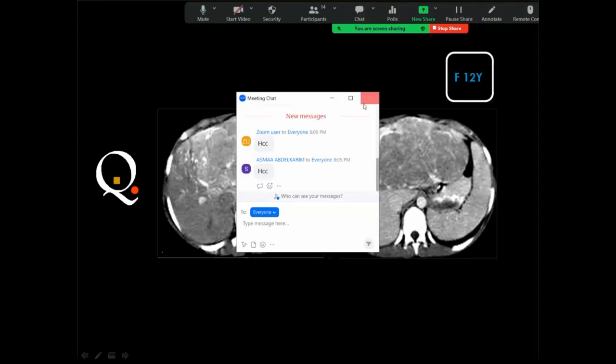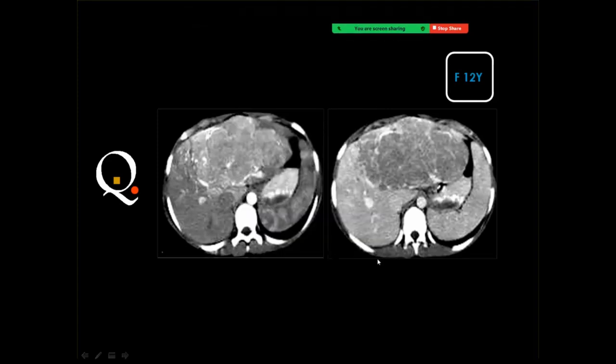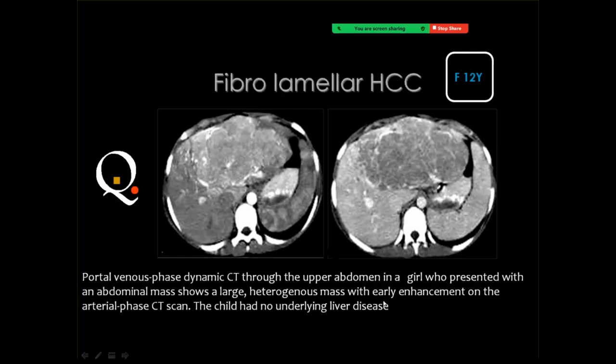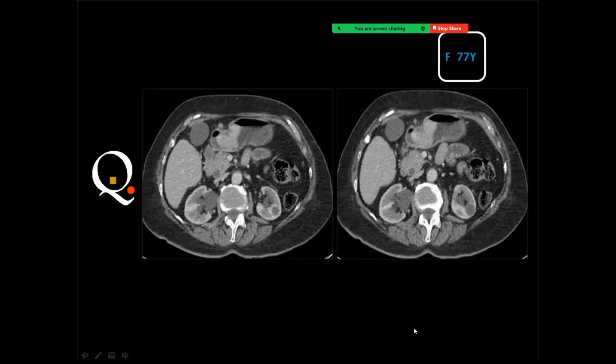Yes, it is HCC, but a special type which can occur in this relatively young age, and this is known as the fibrolamellar type of hepatocellular carcinoma. The age incidence of hepatoblastoma is below 5 years, and the age incidence of fibrolamellar HCC is around 20 years, plus or minus. And the irregular type of hepatocellular carcinoma is, of course, seen in adults.